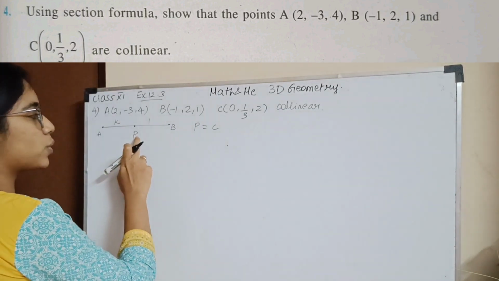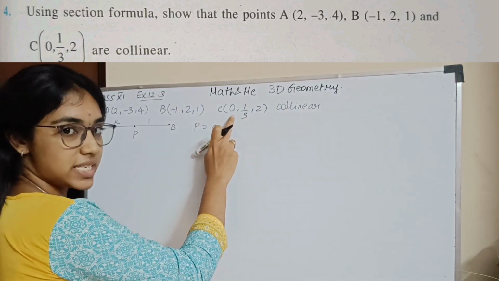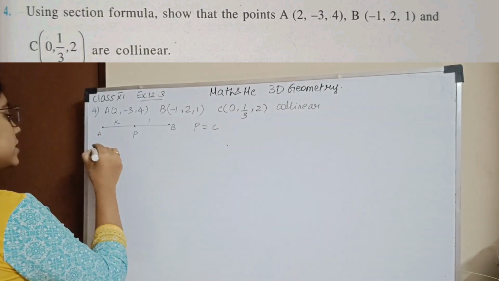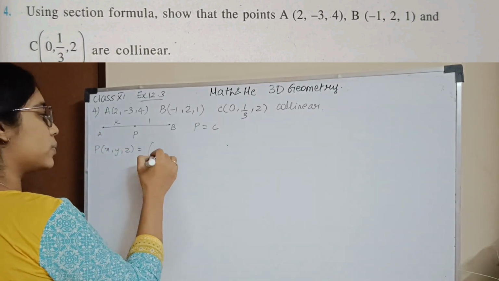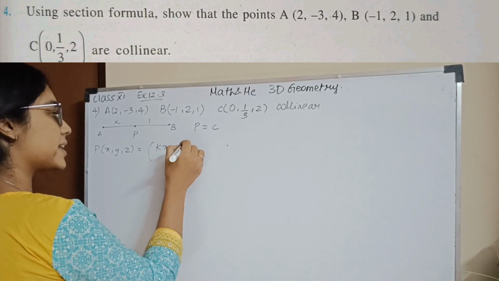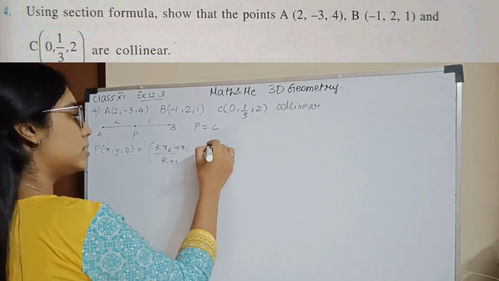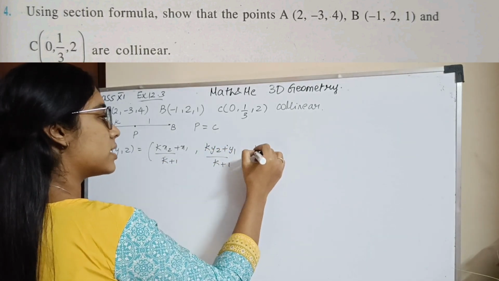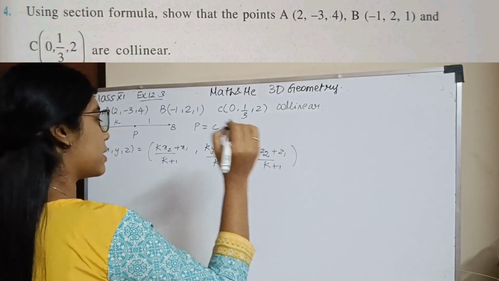So I have to find the coordinates of point P. I have to equate it with the point C. Once we get the ratio, it means they are collinear. Okay, so point P, I take it as x, y, z, which equals kx2 plus x1 divided by k plus 1, comma ky2 plus y1 divided by k plus 1, comma kz2 plus z1 divided by k plus 1.